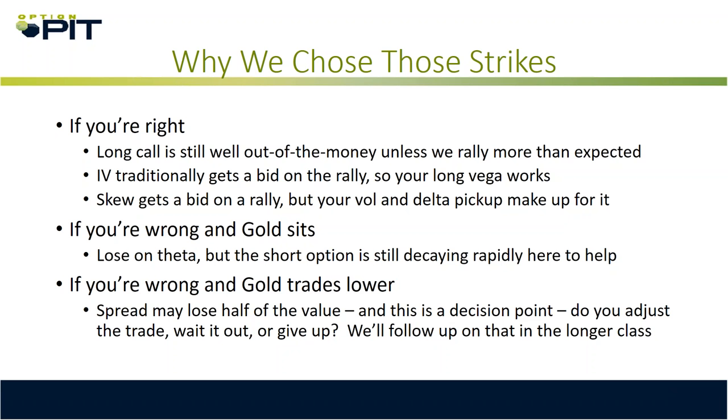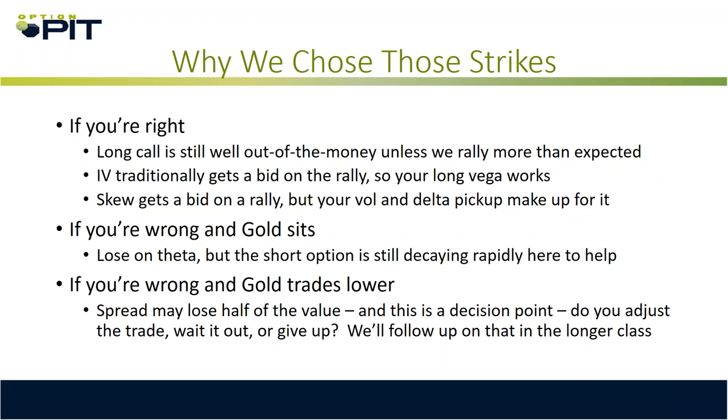Your skew gets bid on a rally, so that hurts you a little bit. The 140 call becomes more of a skew-based option. The 135 call is more of a vol-based option. Because your vol and delta pickup work so well, that's why you're okay being long that call spread that's further out of the money. If gold sits, you're a little bit on theta. We know that the short option is decaying pretty rapidly here because of the way that we're framing this out.